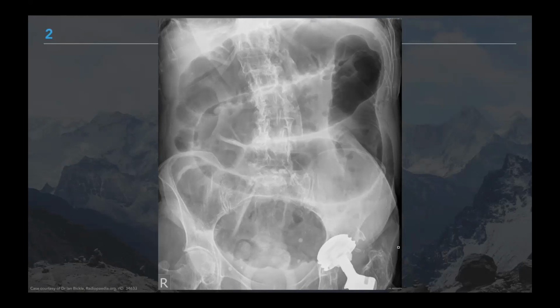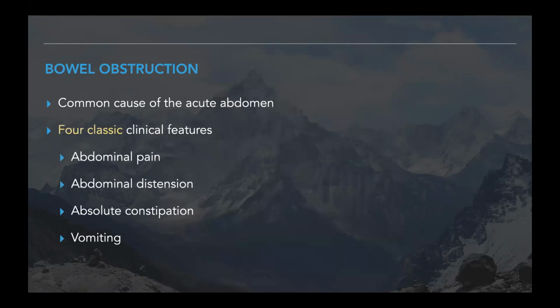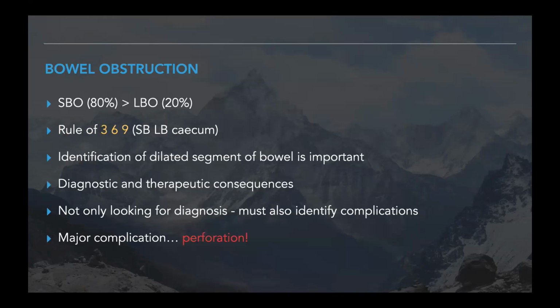Okay, so we'll go through these in a bit more detail, but these show bowel obstruction. And as I'm sure you all know, bowel obstruction is a common cause of the acute abdomen. You've got 4 classic clinical features: pain, distension, absolute constipation, meaning no feces or flatus, and vomiting. Small bowel obstruction is much more common than large bowel obstruction. You'll all have heard of the rule of 369, so that's the upper limit of normal size in centimetres of the small bowel, large bowel, and cecum respectively.